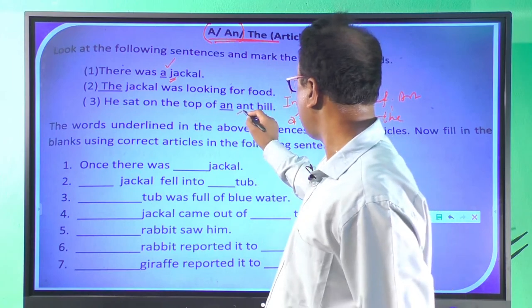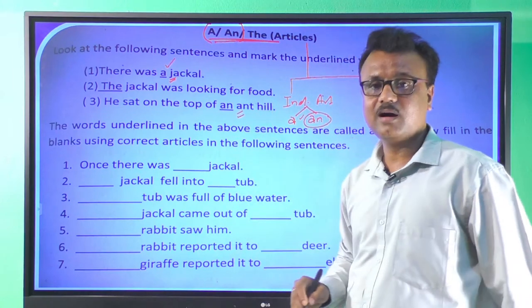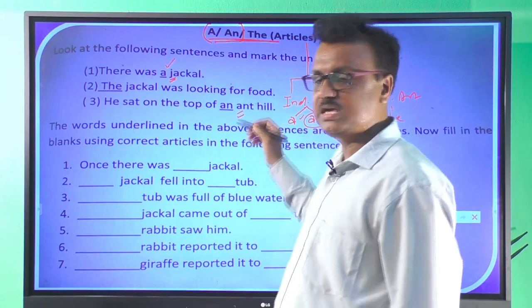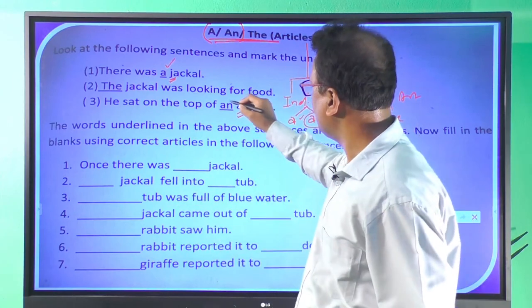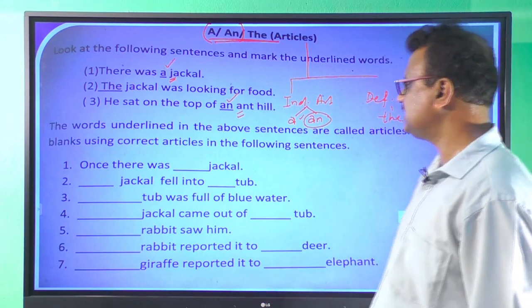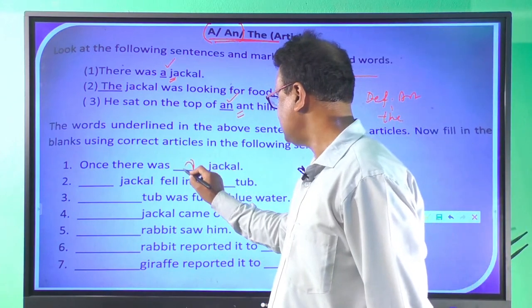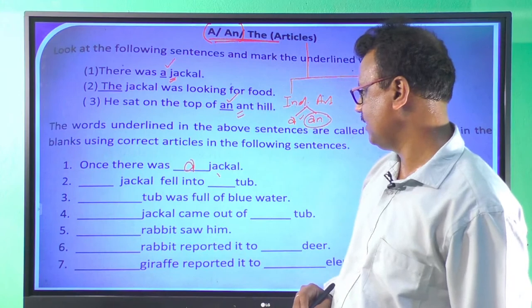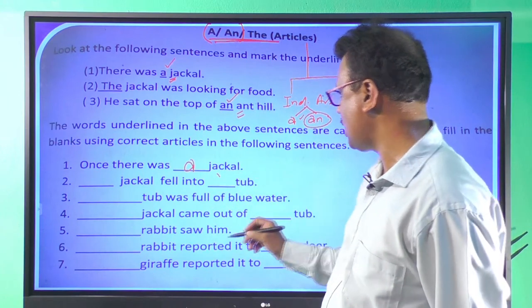Here see the word ant, aunt. So the pronunciation has a vowel sound. So here we use an. Now we have to fill them. Once there was dash jackal. Once there was a jackal. Dash jackal fell into dash tub.